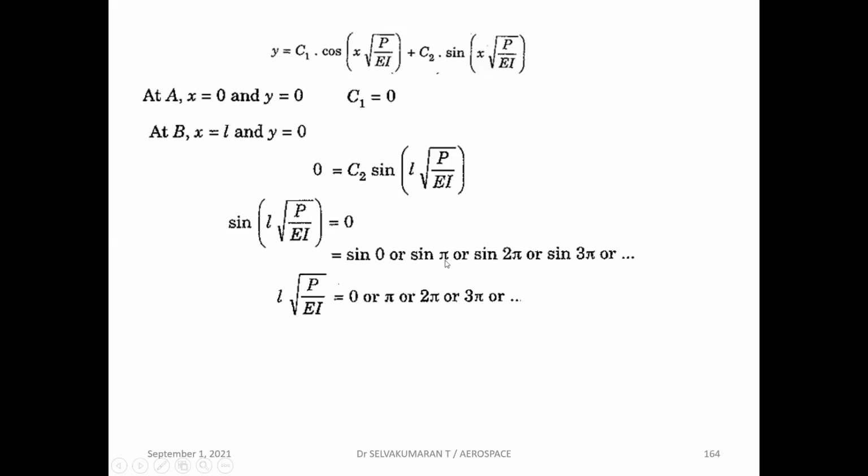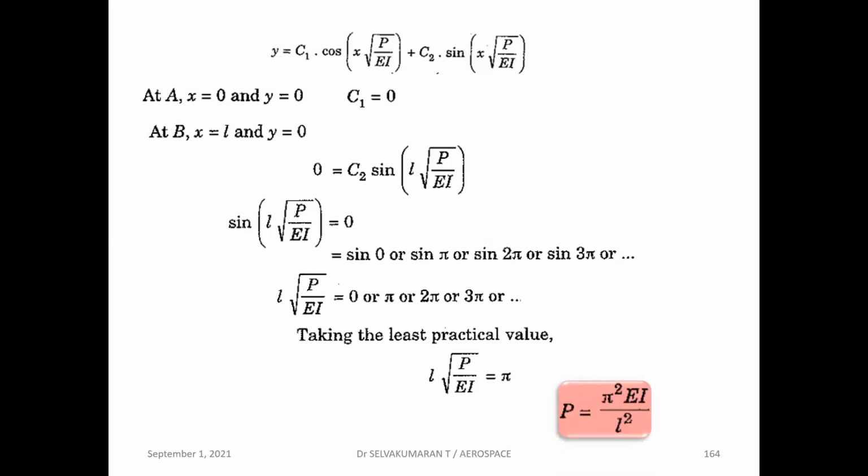So we take the first practical value into consideration, that is sine of L root of P by EI is equal to sine pi. So finally we arrive at the equation L into root of P by EI is equal to pi. Taking the least practical value, then squaring on both sides, we get P is equal to pi square EI by L square, which is nothing but the critical load or crippling load or Euler's load for a column having both ends hinged or pinned.